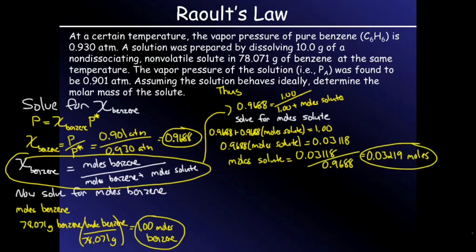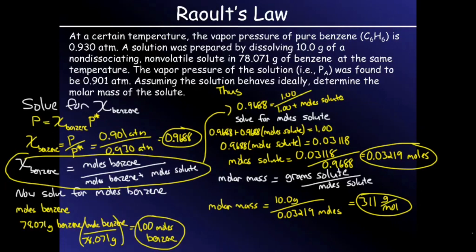Now if you remember, molar mass is defined as grams of the substance over moles of the substance. So all we need to do is take the grams of the solute and divide it by the new moles of solute that we just calculated. The grams of solute was given to us as 10 grams. The moles of solute we just calculated. If we divide those two numbers, we can get the molar mass of the solute.